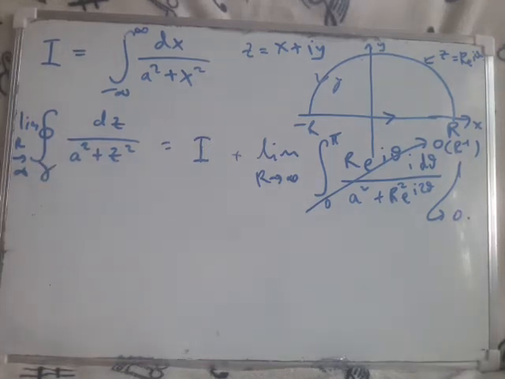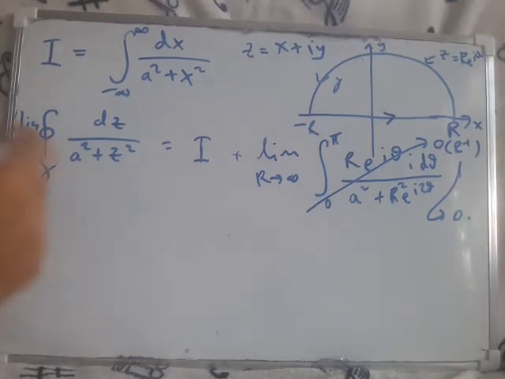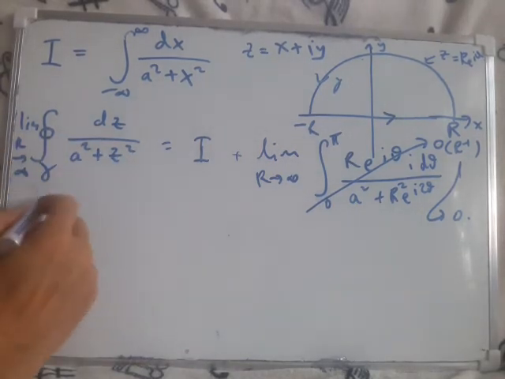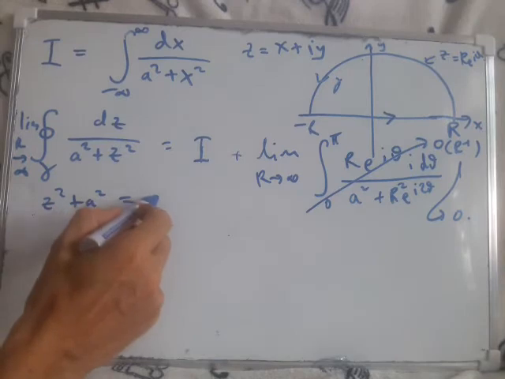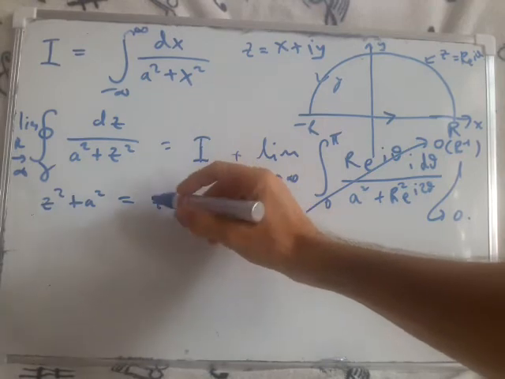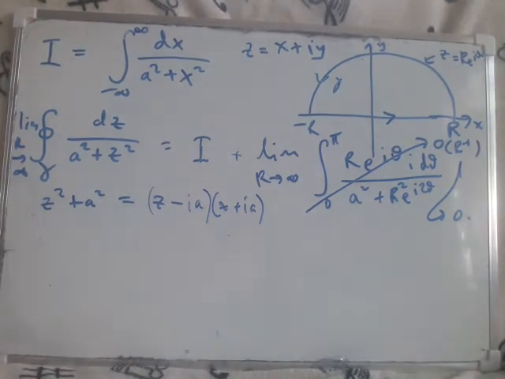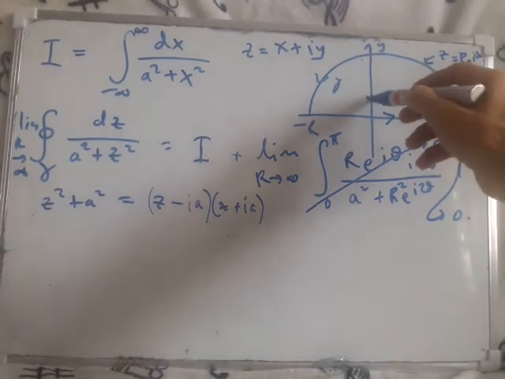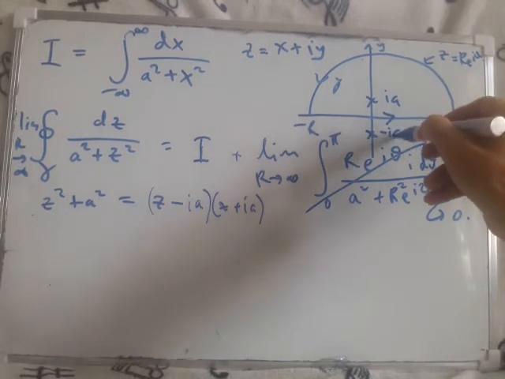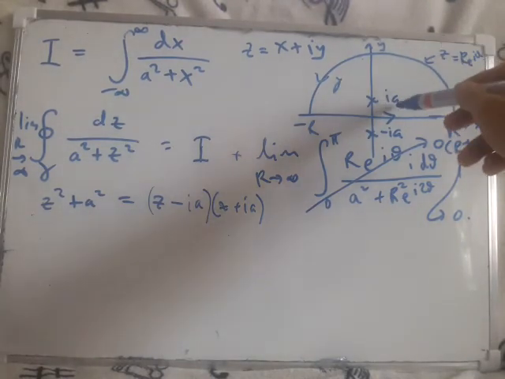What we haven't done yet is show where the poles of this are. So this has poles at, well, if we want to factor it, I guess we can factor it. So z squared plus a squared is z minus ia times z plus ia. So it has poles at ia and minus ia. So the only pole we're interested in is the one inside the contour.